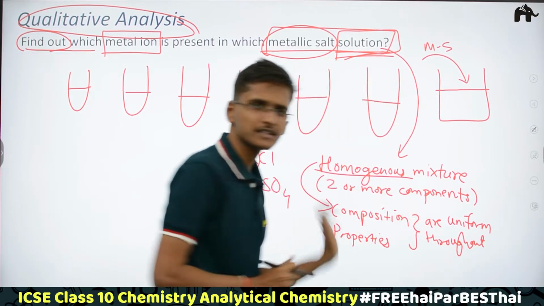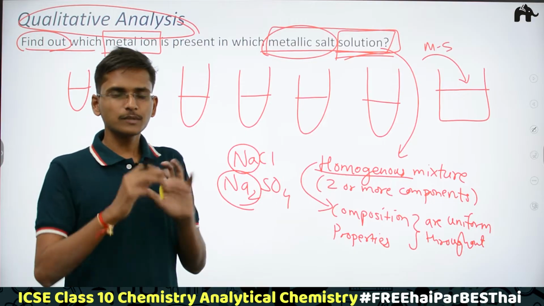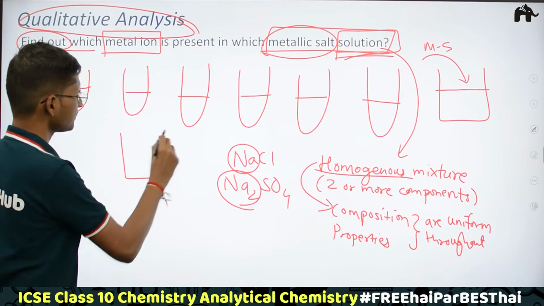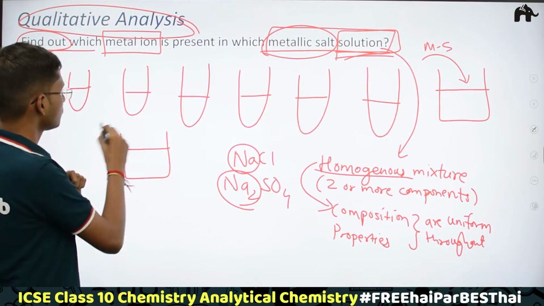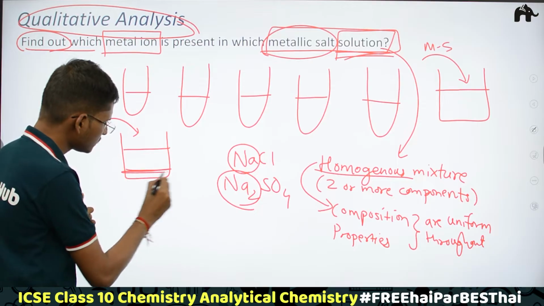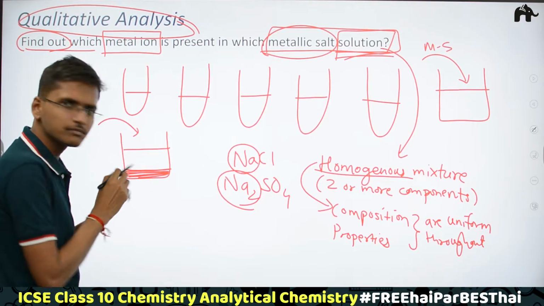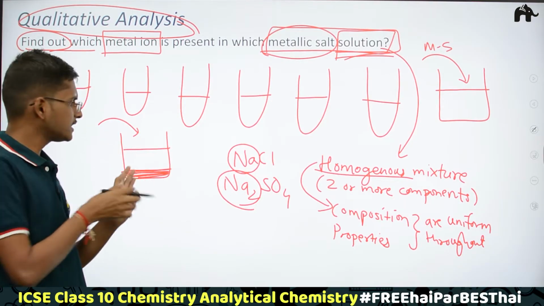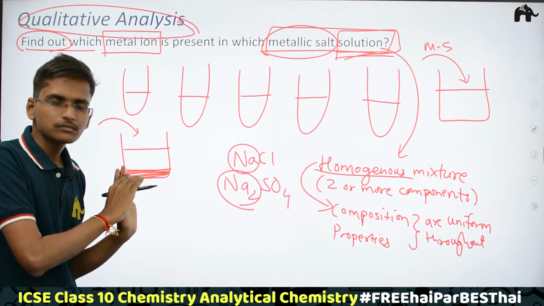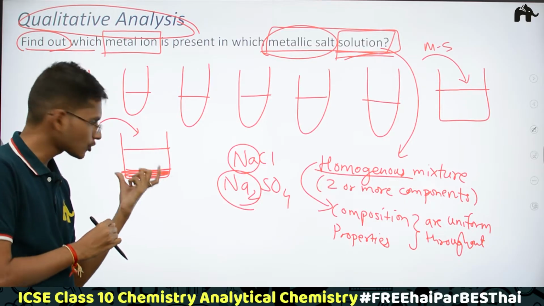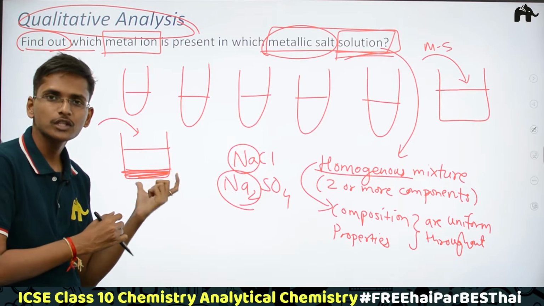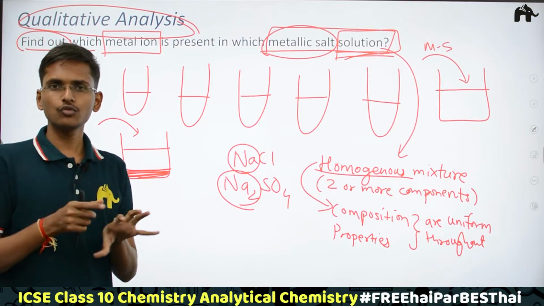Now let's understand this, it's quite simple. Suppose I have a metallic salt and I add it into the water, but after adding into the water, this metallic salt forms a layer at the bottom. It doesn't get mixed with water at all, it just settles down at the bottom, and I can clearly see the metallic salt at the bottom of the beaker. Suppose this is a beaker with water, and I can clearly see the metallic salt at the bottom of the beaker.